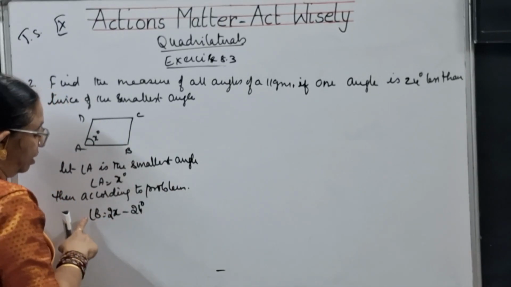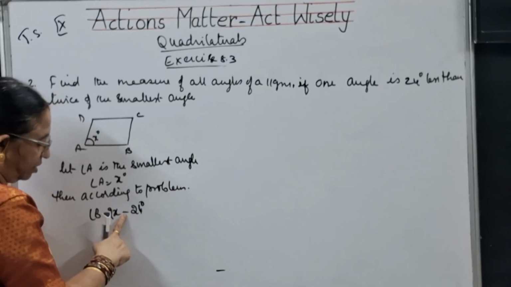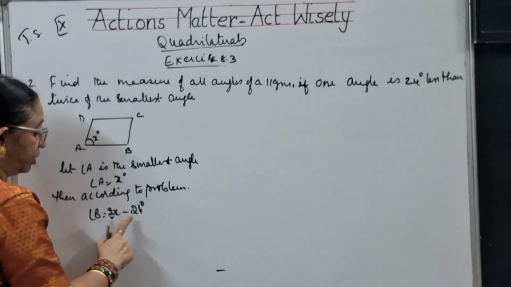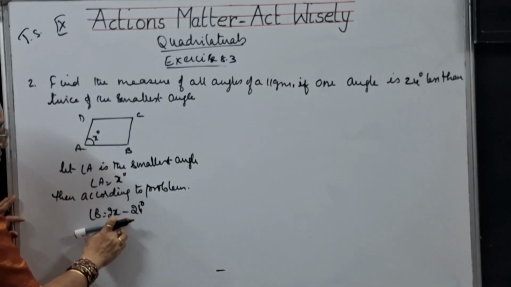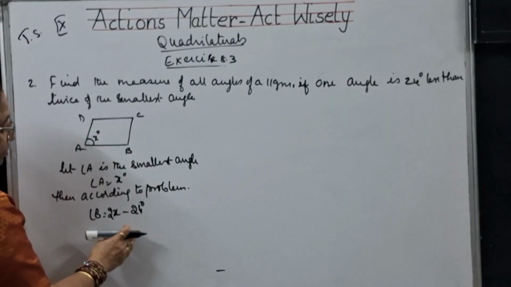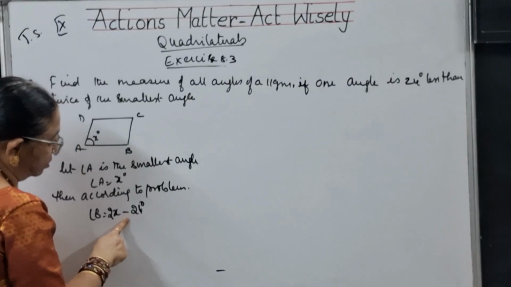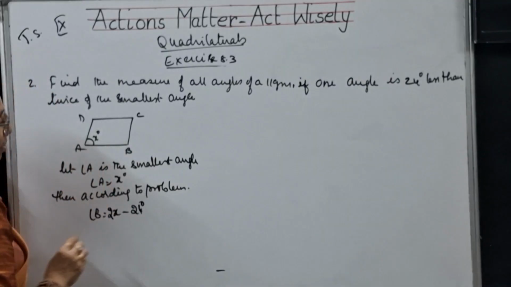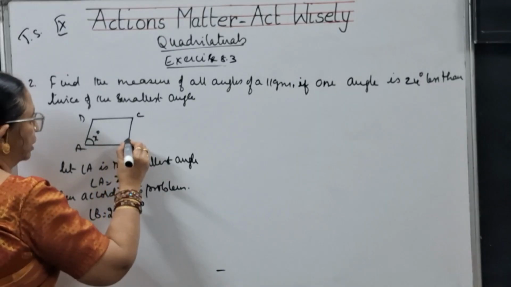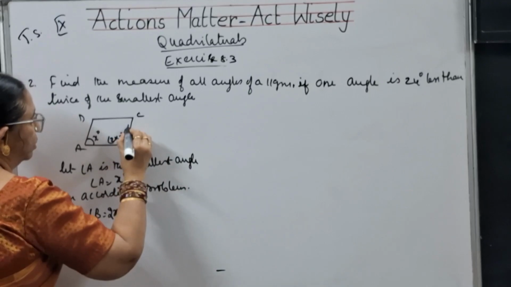See, once again I'll say one angle is 24 degrees less than twice the smallest angle. Remember this, children. 24 degrees less. So I wrote minus twice 2x. That is why first I wrote this, then I wrote this. Please understand this. One angle is 24 degrees less than twice the smallest angle. So we need to find out all the angles. So what did you get? This is 2x minus 24 degrees.